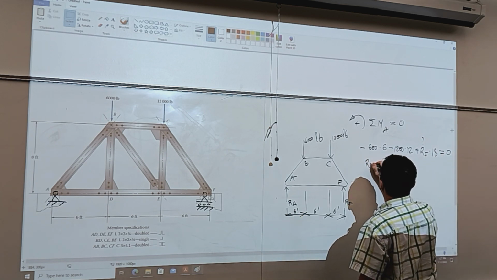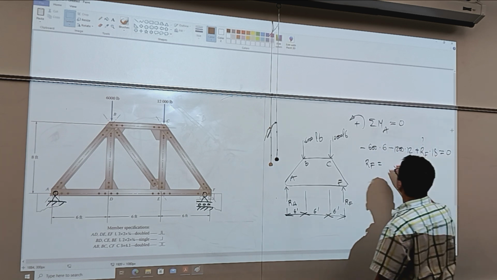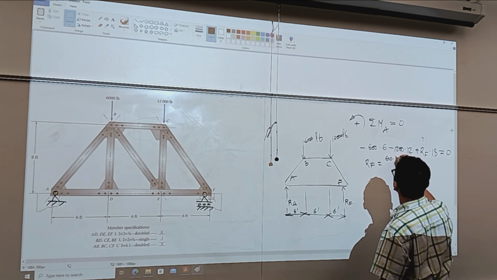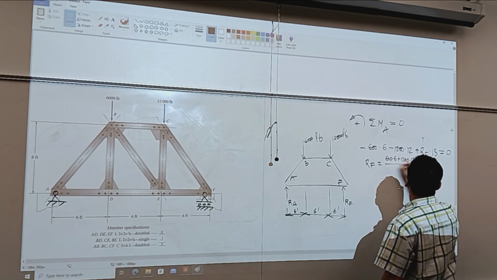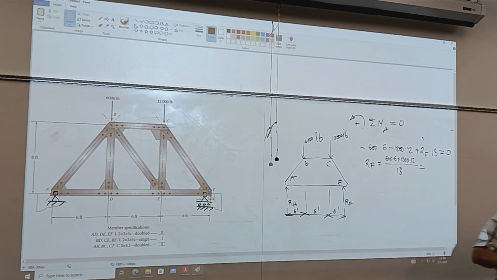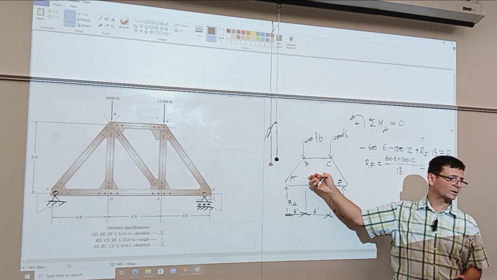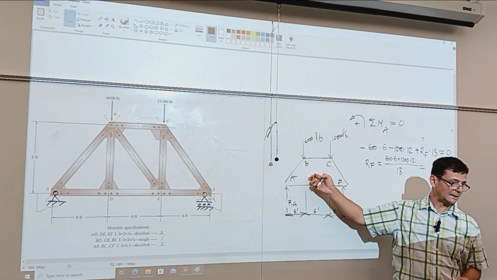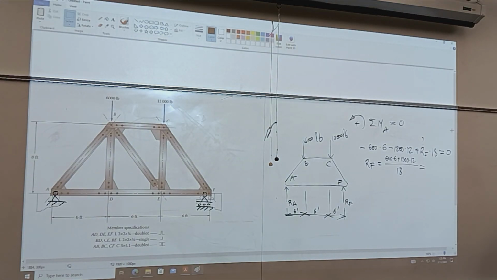So RF is going to be, I move everything to the other side, it becomes positive, so it'll be 600 times 6 plus 1200 times 12 over 18. And you're going to see this over and over as we do beam bending, calculating the reactions of the supports. If you have them wrong, the entire problem is wrong, of course, because stress analysis relies on them.